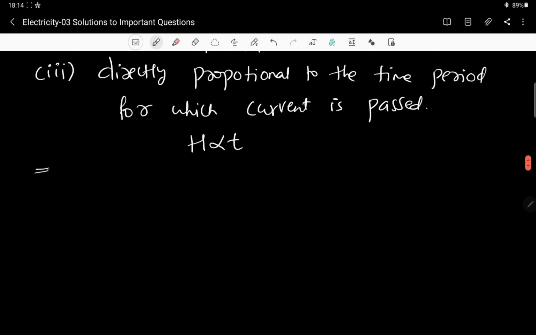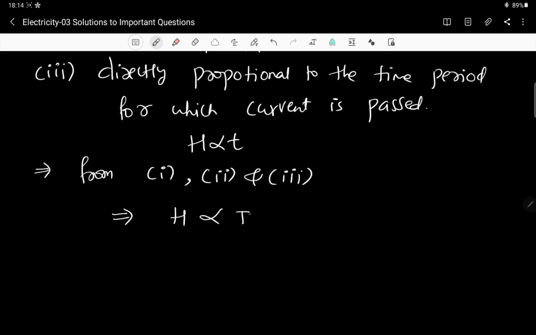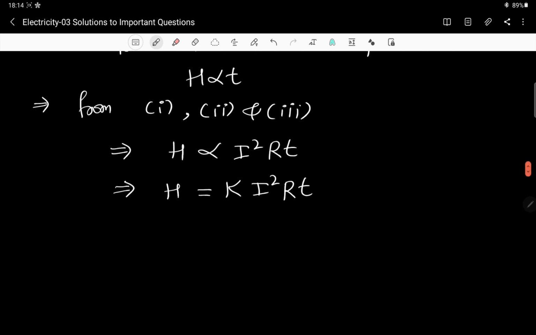Now we have three things, no? From 1, 2 and 3, I am going to combine them. Then I write H is directly proportional to I square R t. All right. In this the proportionality constant is K, so H equals K into I square R t. But in the SI system, the value of this K is equal to 1.